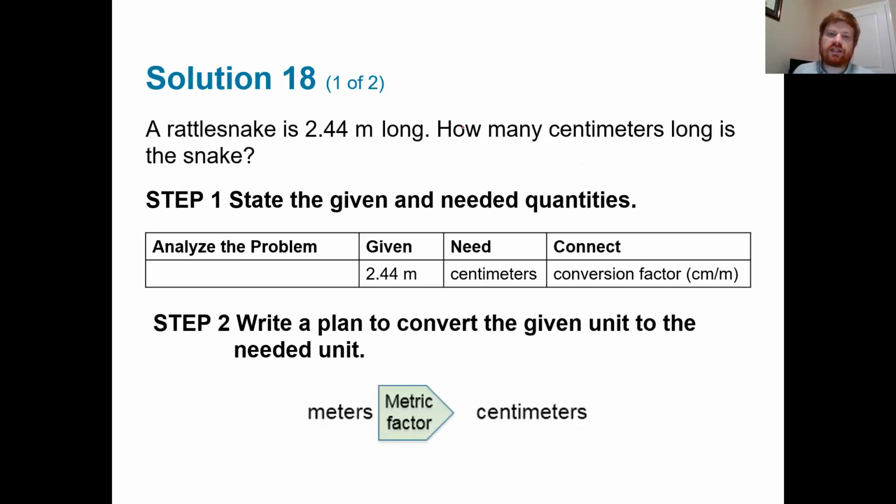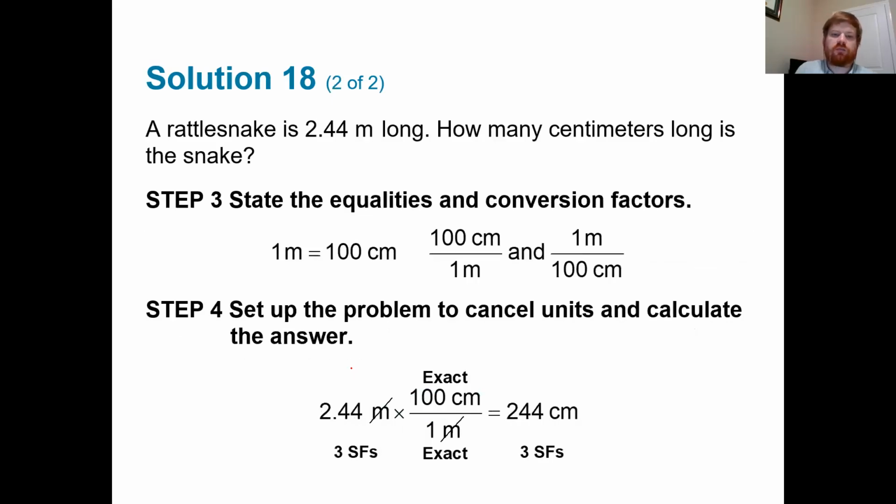Again, you could recognize it this way as well. If you're given 2.44 meters and you need it in terms of centimeters, you know that your conversion factor has to be centimeters per meter. Well, fortunately, meters and centimeters are both related in the metric scale. So you know that there's 100 centimeters per 1 meter. Use that as your conversion factor.